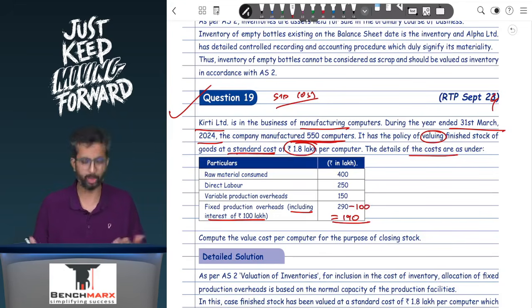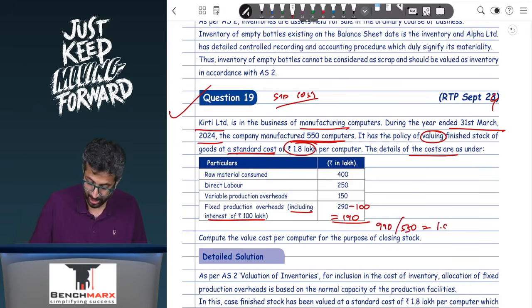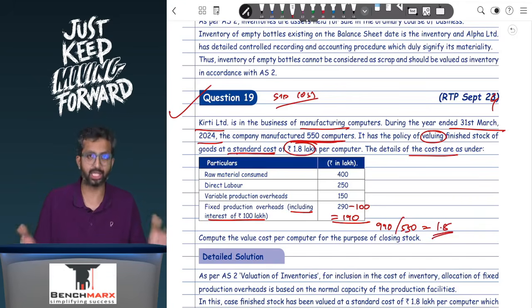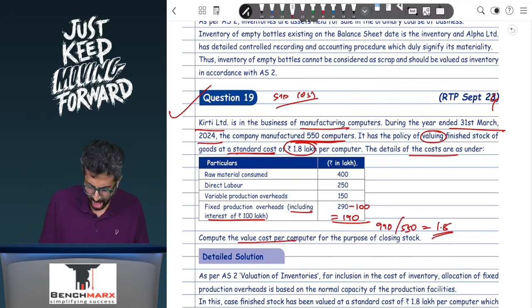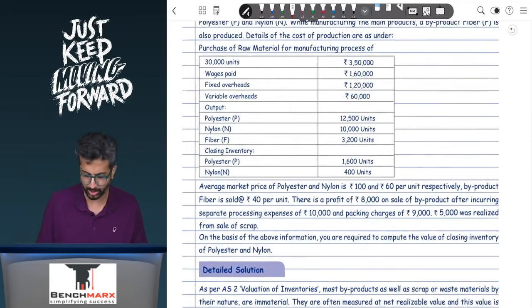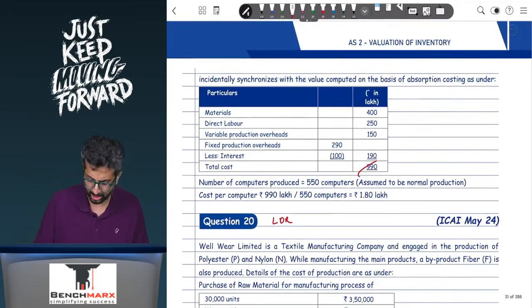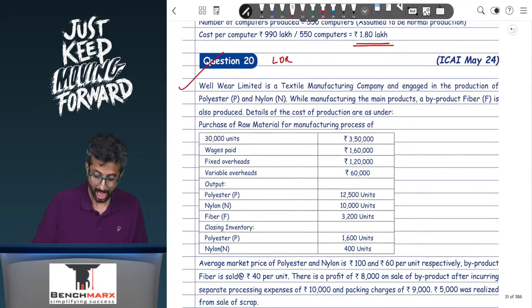We'll assume normal equals actual, and hence if I total all of this, 650, 150, 190 comes to 990 as the total cost for 550 computers. Hence your actual cost is 1.8, which is exactly equal to the standard cost, so there's no problem. The cost per computer for the purpose of closing stock will be 1.8 lakhs per computer. And this is question number 20.